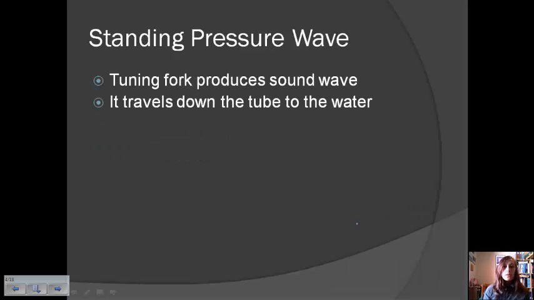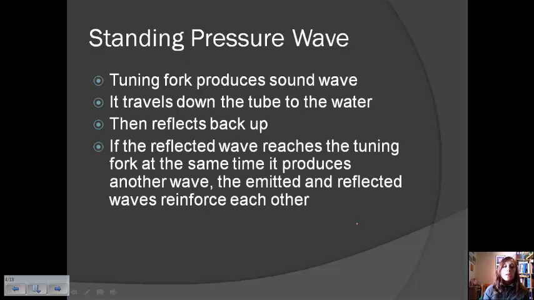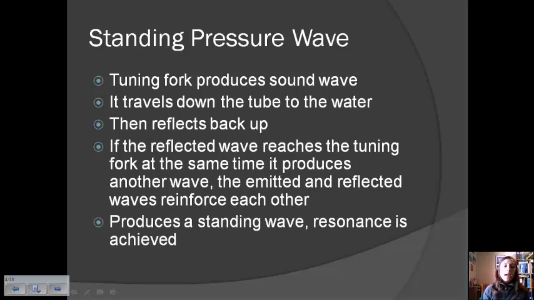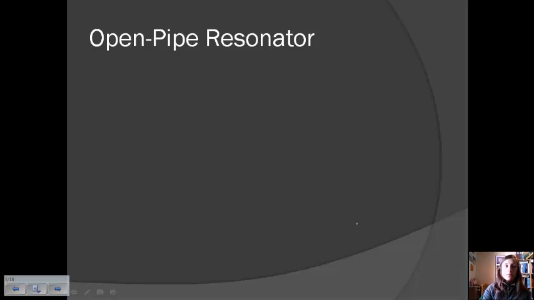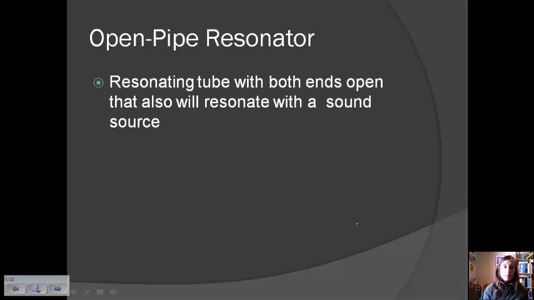So we can have this tuning fork producing a sound wave, and it's going to travel down the tube to the water because this is a closed pipe, and it's going to hit the water and reflect back up. If the reflected wave reaches the tuning fork at the same time that the tuning fork produces another wave, then the emitted and the reflected waves are going to reinforce each other. We talked about constructive and destructive interference, so we would say that this is constructive. And if this happens, then this produces a standing wave, and we've achieved resonance. Remember, resonance is just the addition of these waves, and this time they're adding together because they are reinforcing each other.